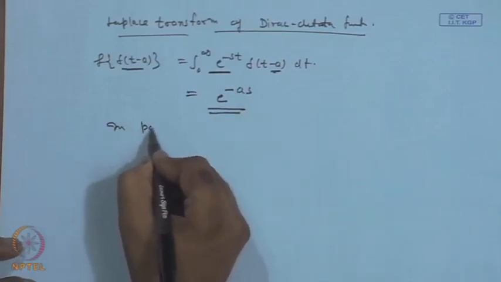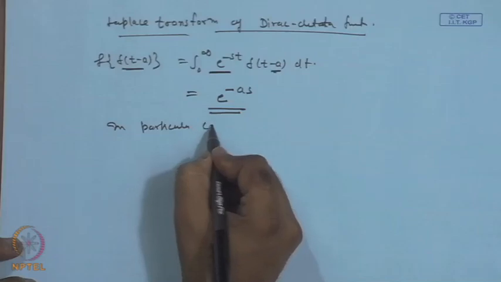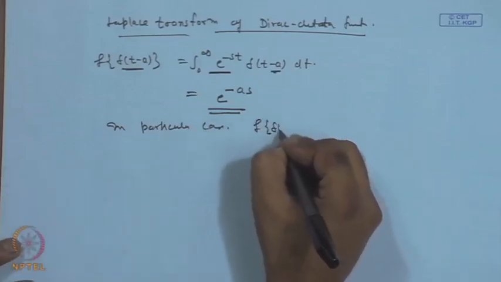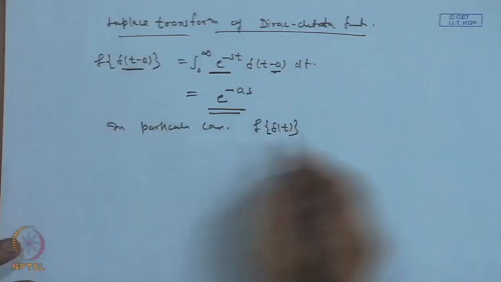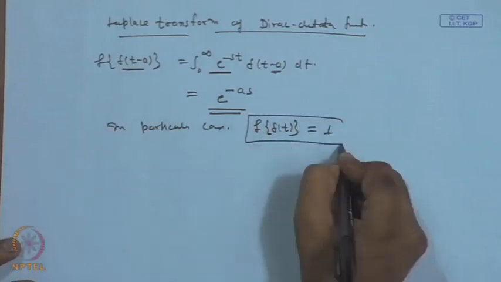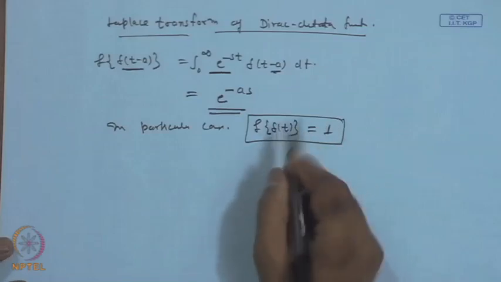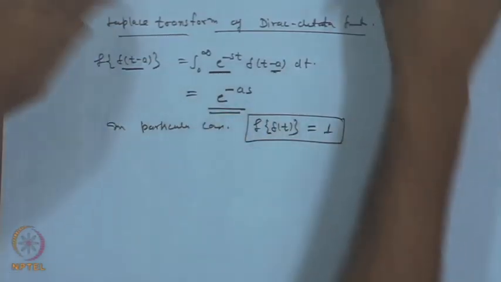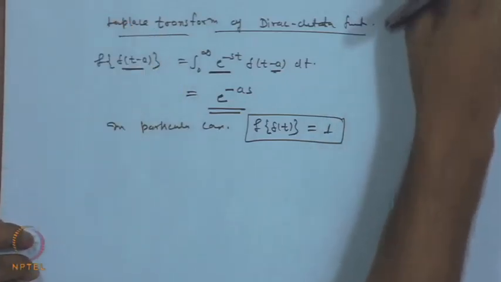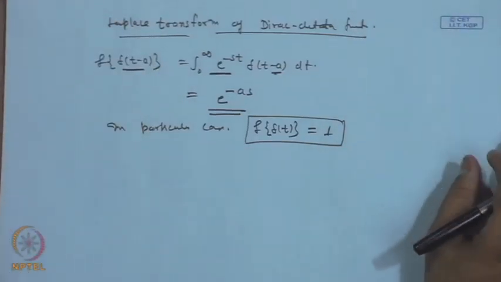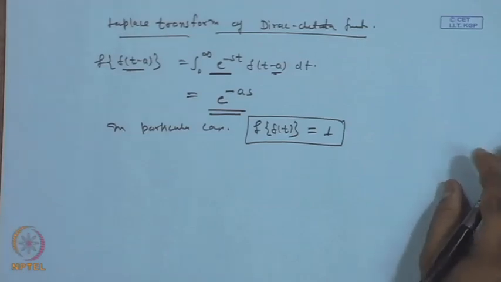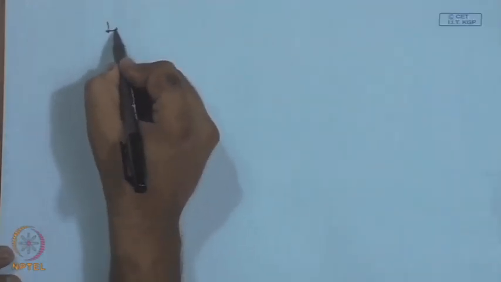In a particular case, we have the Laplace transform of delta(t), if we put A to 0, it is 1. So, Laplace inverse of 1 is delta(t), and this Laplace transform we can also calculate directly from the Laplace transform of that delta epsilon function by taking the limit as epsilon approaches 0.